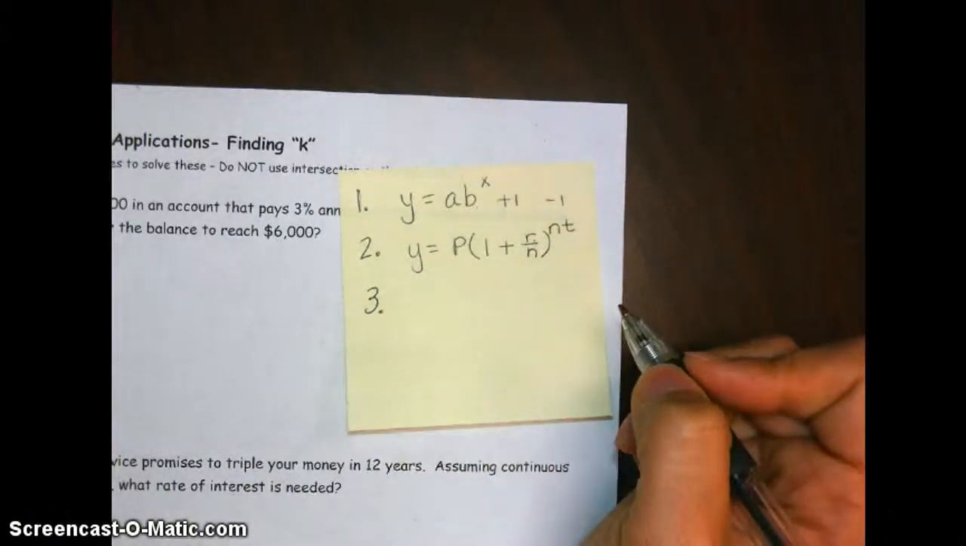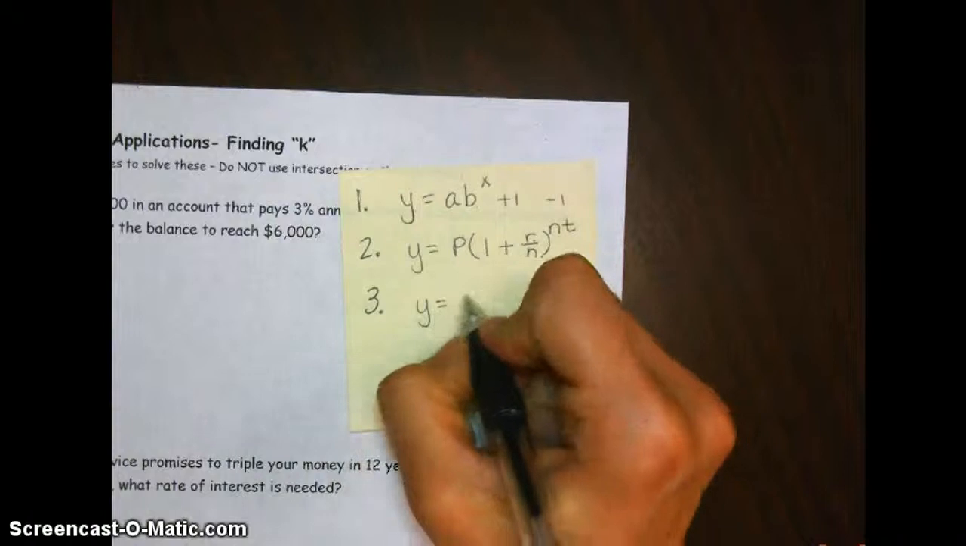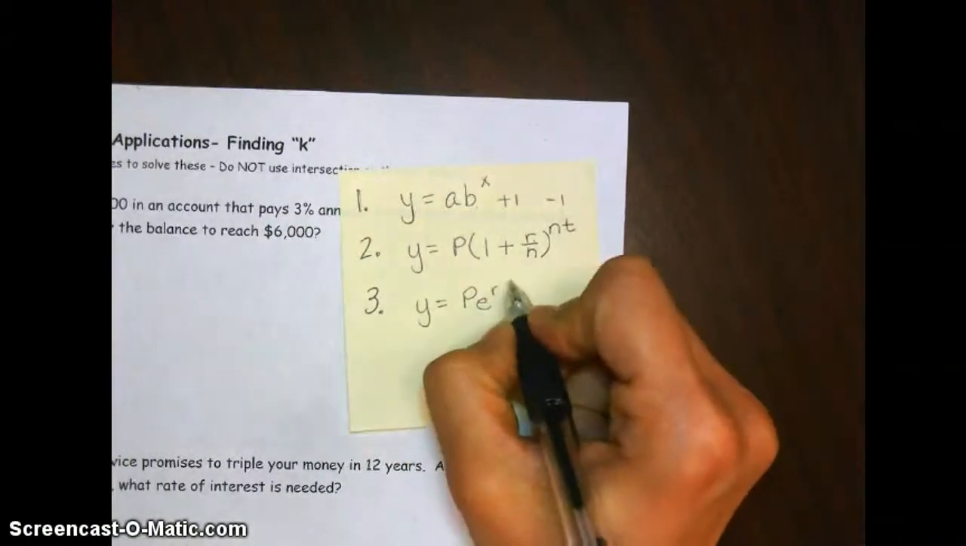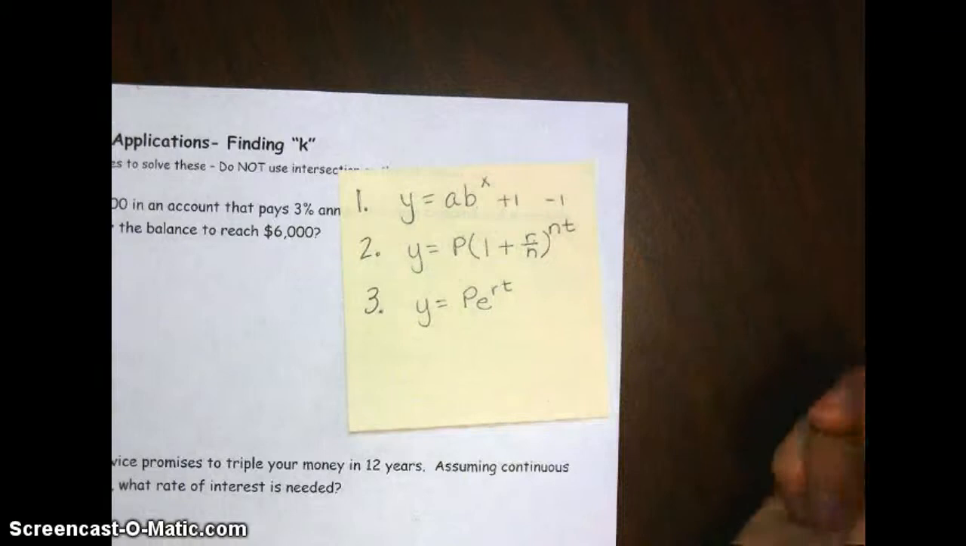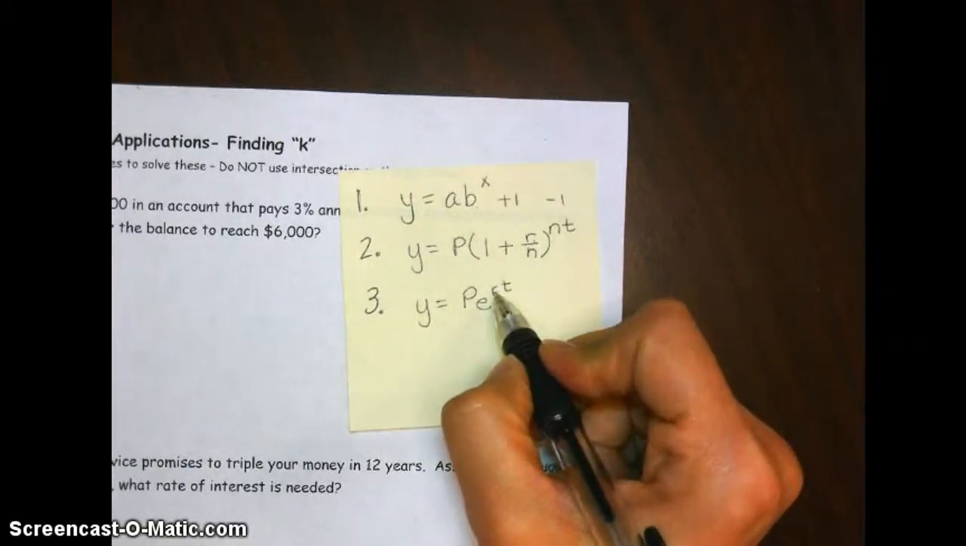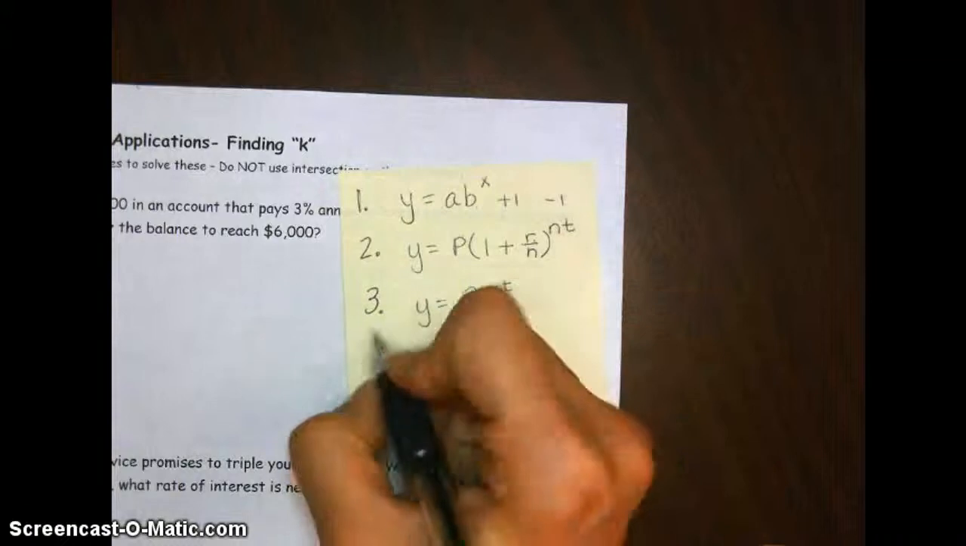The third one is our continuous compounded. So this one will have an original amount times e to the rate times time power. Again, rate is going to be given as a percentage, and you'll have to change it to a decimal.